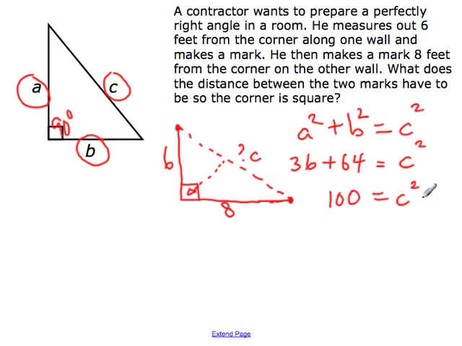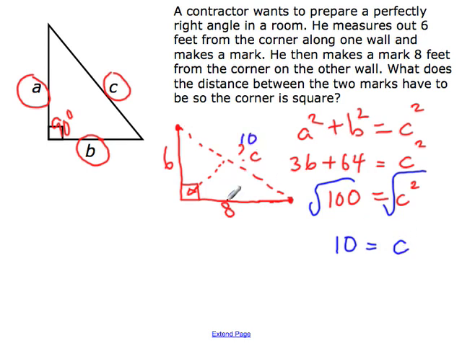Now, to solve this, I want to get rid of the square. So I'm going to take each side and find the square root of each side. The square root of c squared, of course, is c. The square root of 100 is 10. So there's an example where I've got some radicals. I'm using the principle of powers there to solve that question, and I'm coming out to 10.